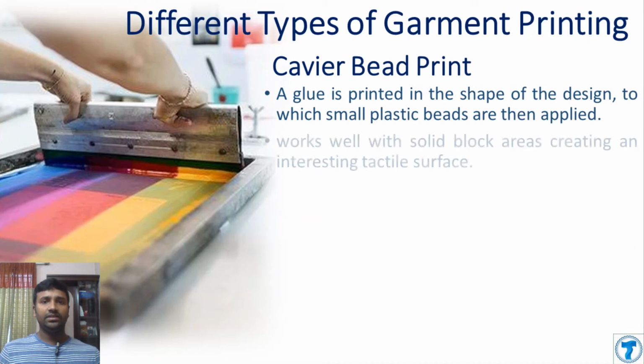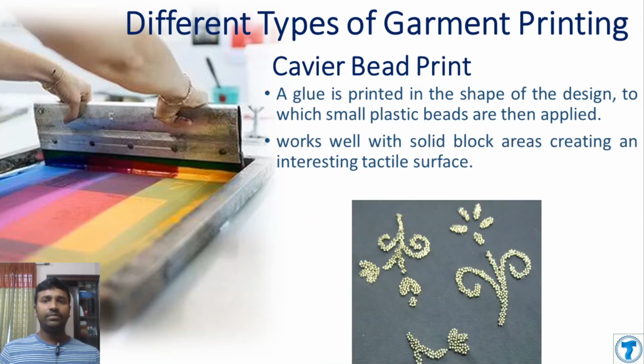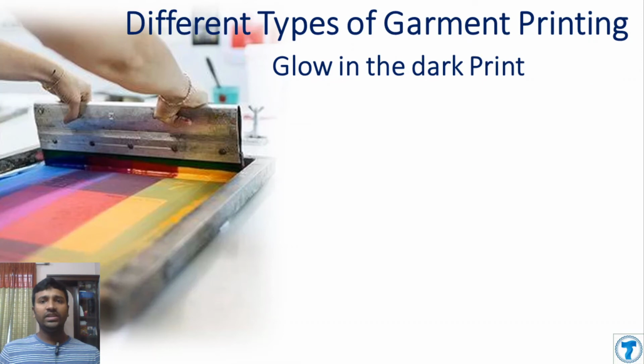Caviar bead prints. So a glue is printed in the shape of the design, then the caviar beads are applied to the garments. Then the area having this adhesive gets the caviar stuck to it, and it finally shows the design on the garments.